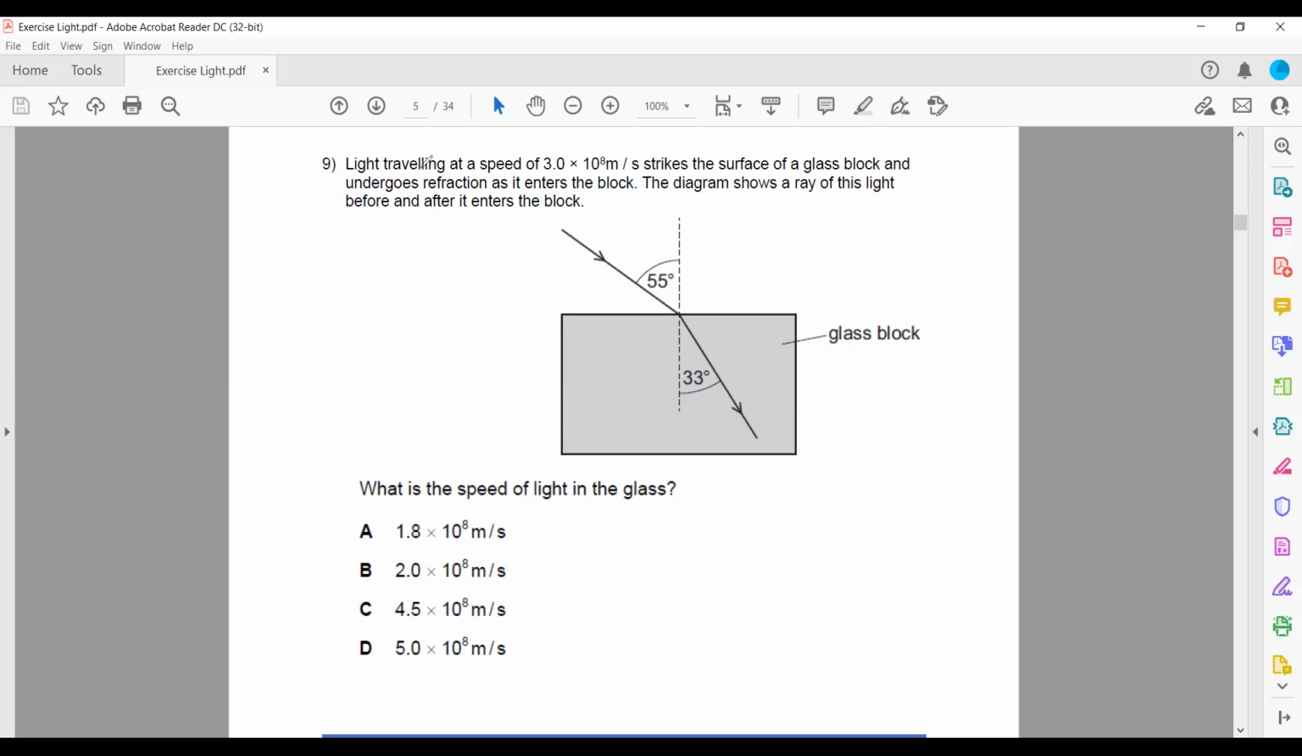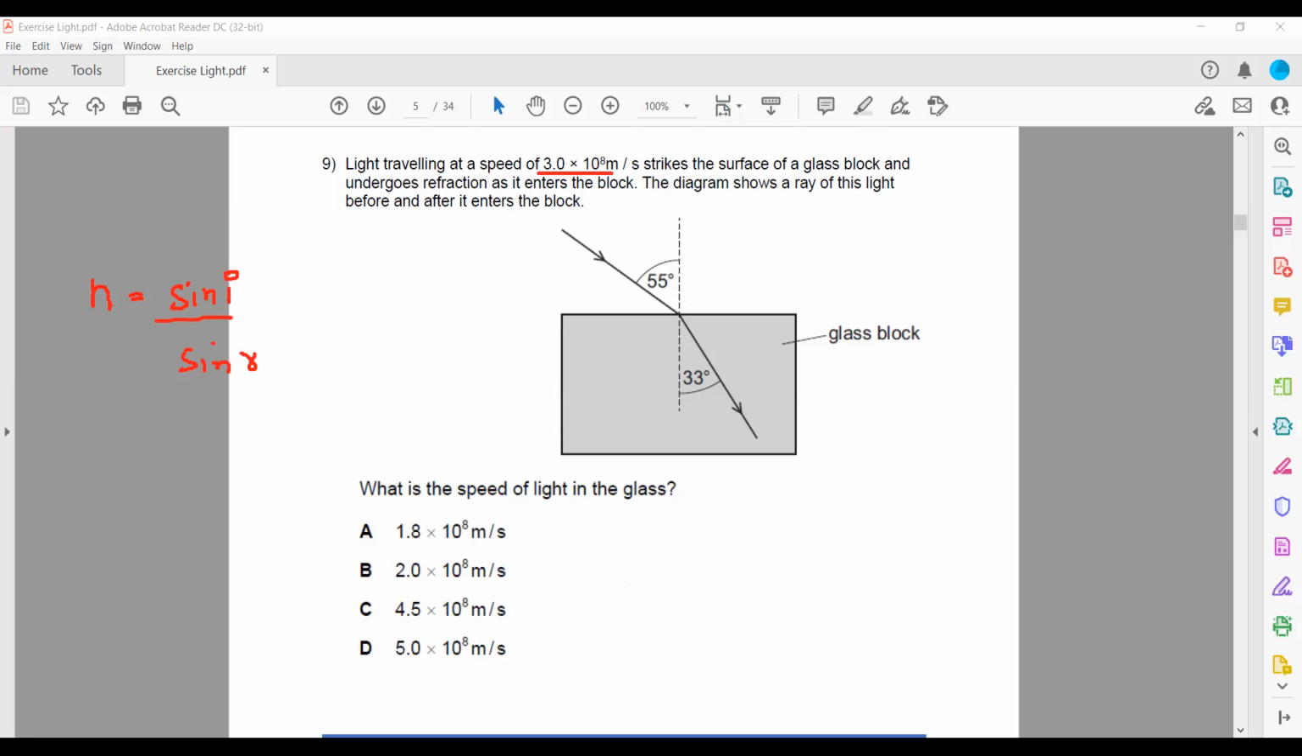Now in this question, the light travels at a speed of 3 × 10^8 and strikes the surface of a glass block and undergoes refraction. The diagram shows a ray of light before and after it enters the block. What is the speed of the light in a glass? So to get the speed of the light in glass, first we should know the refractive index. How to get a refractive index? Moving from air to glass, so it is sine i over sine r.